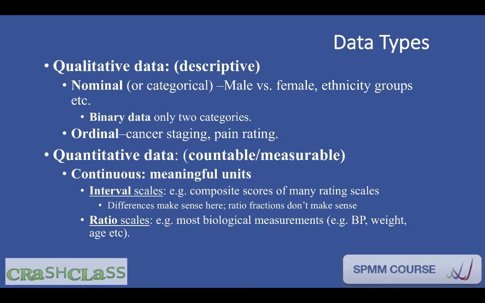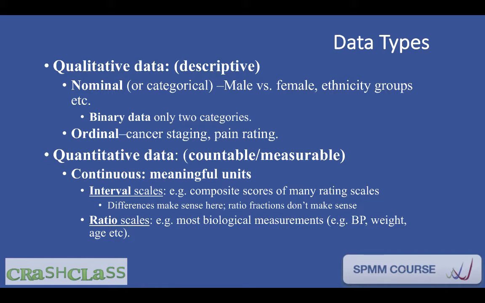So let's start with data types. When you collect data for any research study, the data can be basically one of two types. Either it could be qualitative data or quantitative data. Qualitative data is data that can be described, but it does not have any unit of measurement. You cannot really measure it just like how you measure a quantifiable parameter. So what are the different types of qualitative data we have? We have two types of qualitative data, nominal and ordinal.